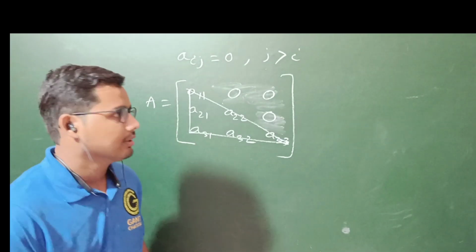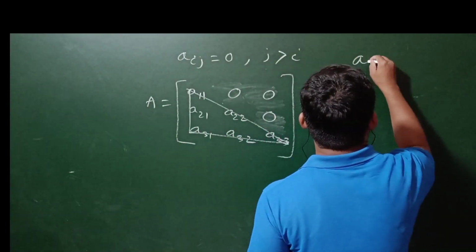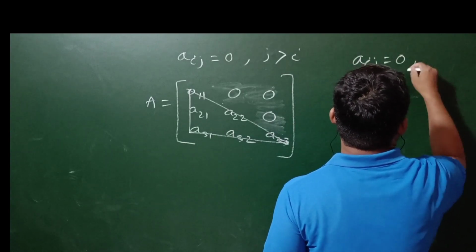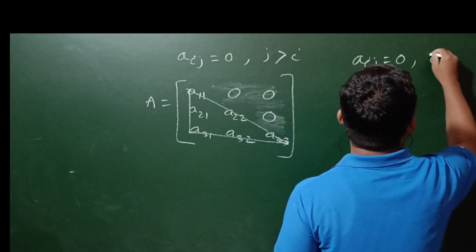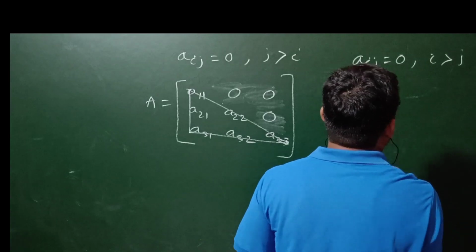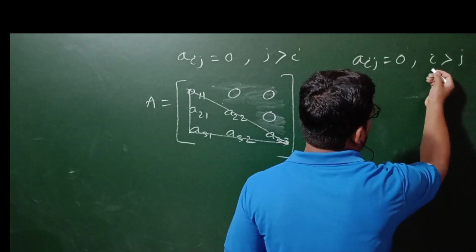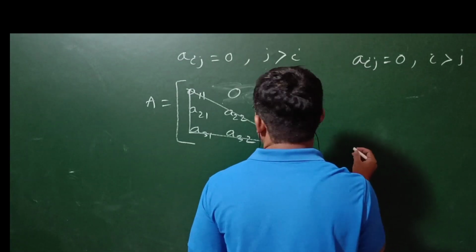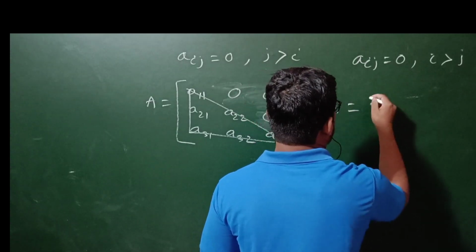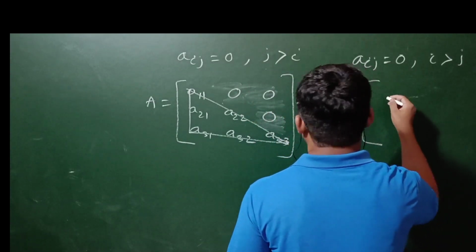Then the upper triangular matrix. Here Aij is equal to 0 for i greater than j. That means the row number is greater than the column number. Suppose A is a 3 by 3 matrix.